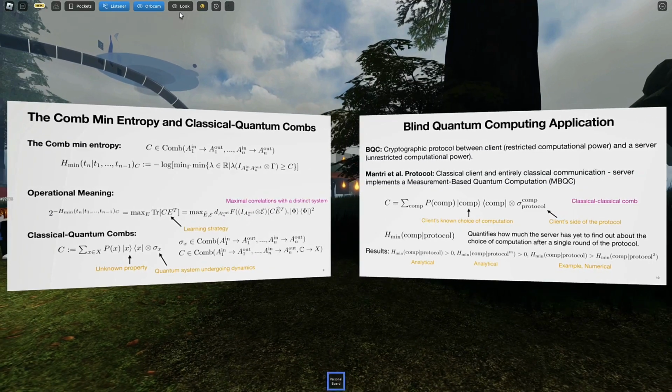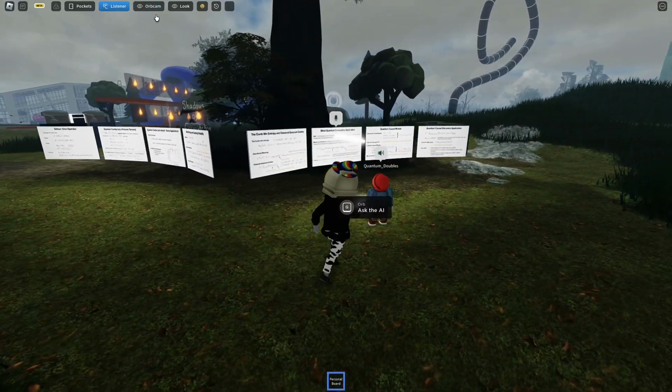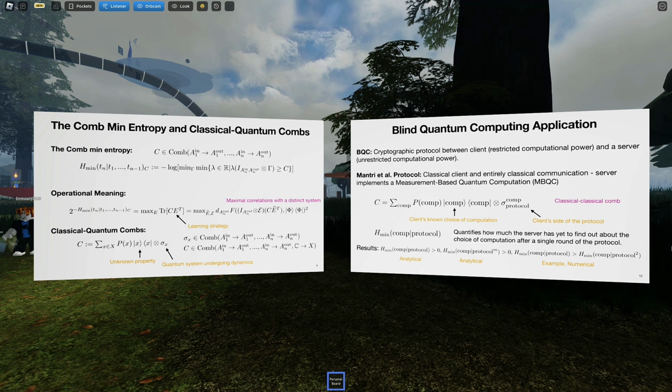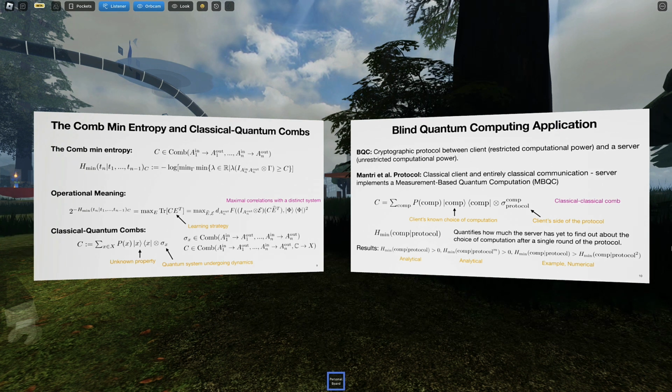Moving on to the slide on the comb entropy and the classical quantum combs. This is where I can start to point to work that I've been involved with. The min entropy I just talked about in the previous slide is for bipartite states, so basically single-time or two-time correlations, because we're talking about maximizing over CPTP maps. But as we saw earlier, CPTP maps are not quite sufficient if we want multi-time correlations. And so accordingly, an analog of the min entropy has been developed for the combs case. And it's essentially the same thing.